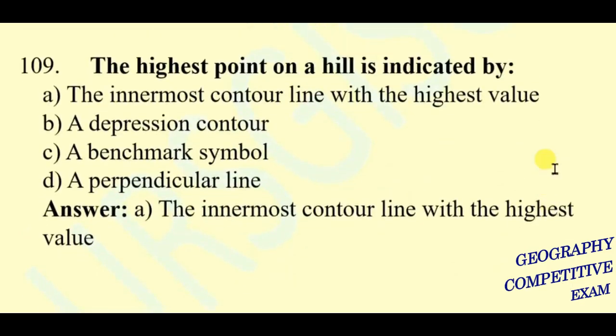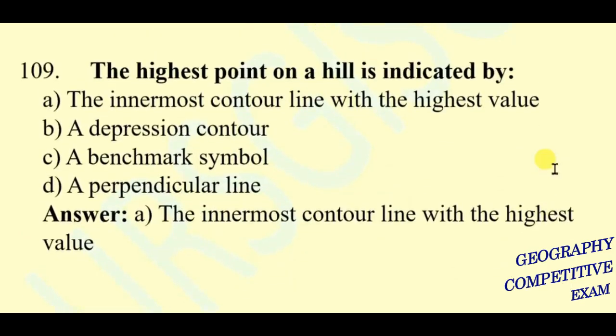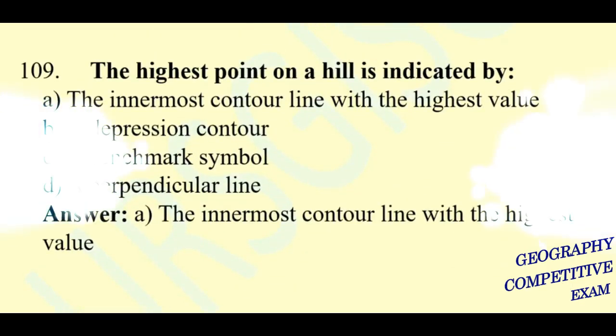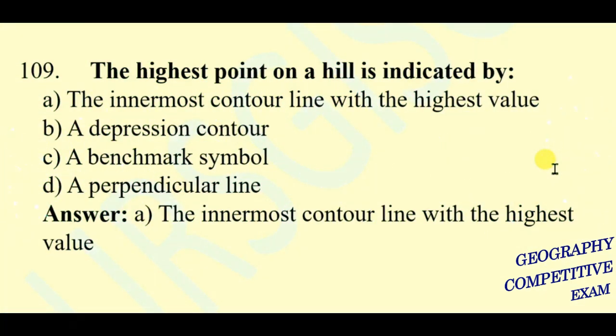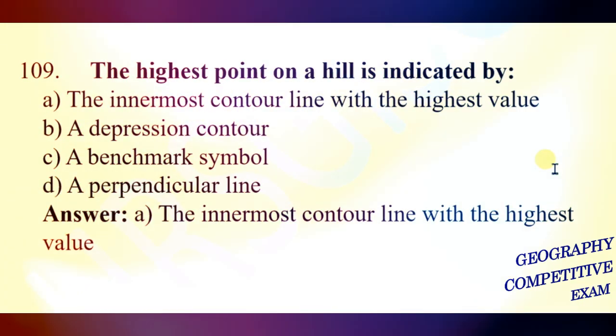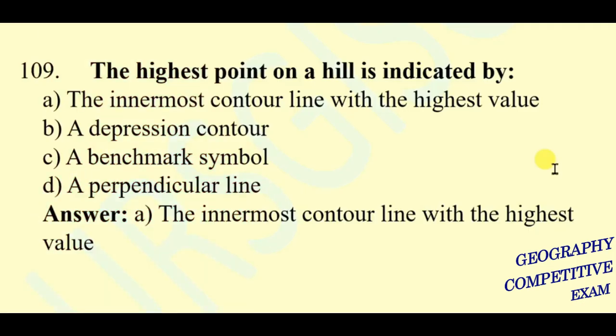Question number 109. The highest point on a hill is indicated by the innermost contour line with the highest value, the depression contour, the benchmark symbol, the perpendicular line. Here the right answer will be the innermost contour line with the highest value is the highest point on a hill.